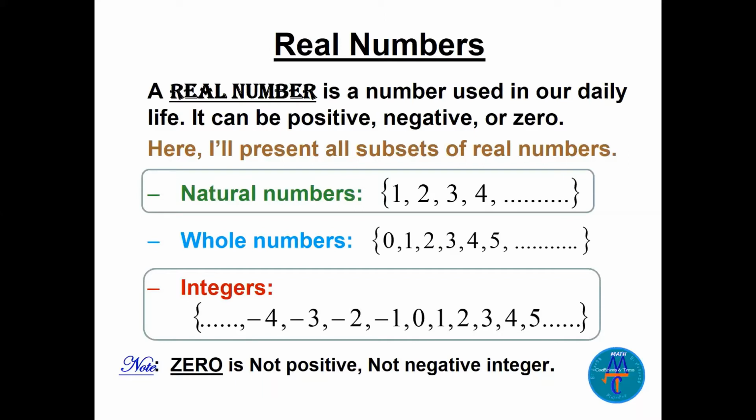Now, natural numbers are the numbers we know from 1, 2, 3, 4 until infinity. These numbers, we call them quickly counting numbers. Whole numbers are 0 and the other numbers of the natural. The integers: we have negative integers, positive integers, and we have 0. Note that 0 is not a positive or negative integer. It is an integer, but not positive, not negative.